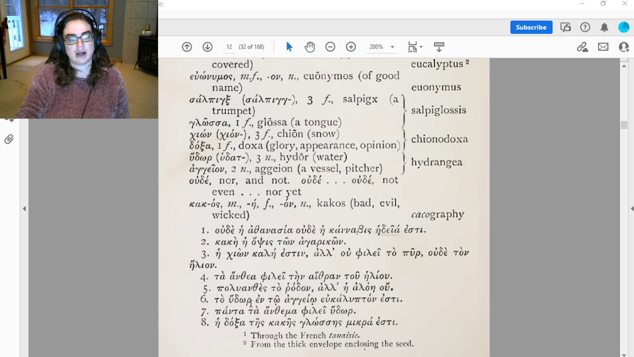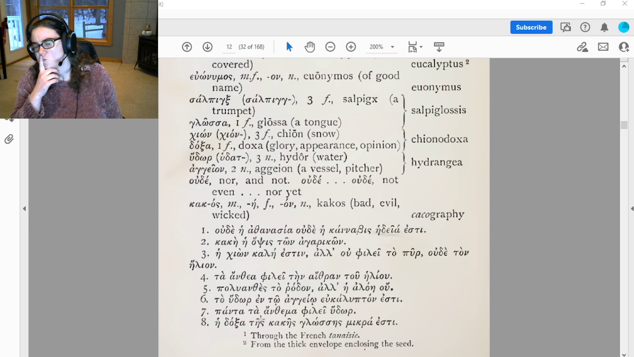Makes more sense. Hedoxa tescaques glosses micra esti. The reputation of the evil tongue is small. I feel like that's an idiom.